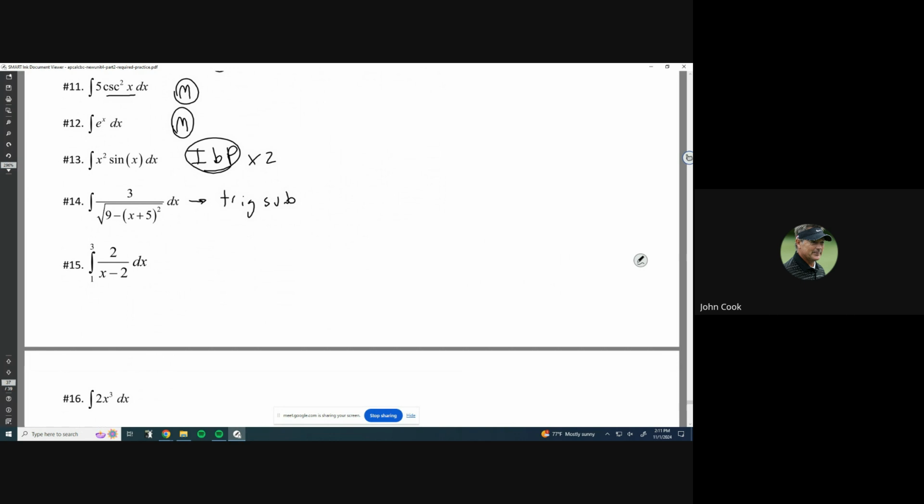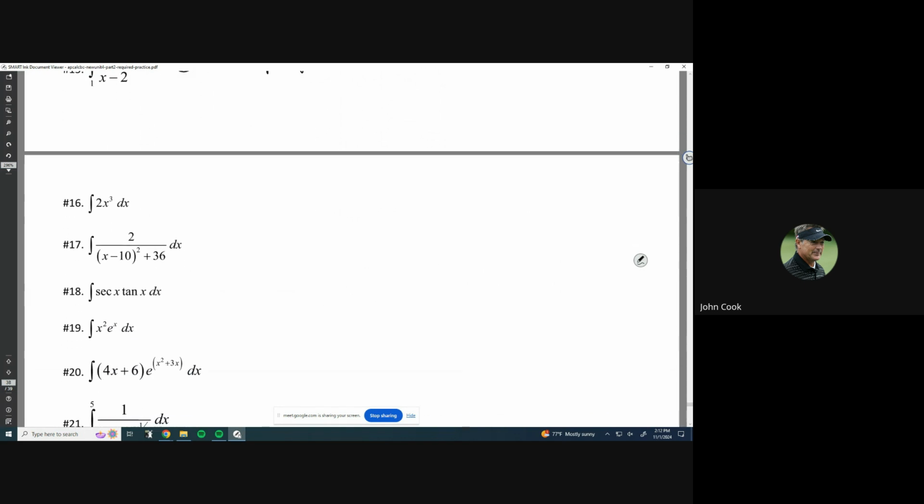Number 15. So let's see. Oh, look at that. X cannot be equal to 2, which is in the middle there. So this is an improper integral, but it's also a u sub. So it's a u sub, and then also it's going to be improper. So you got to do all the limits and all that stuff on top of it. So, watch out for that.